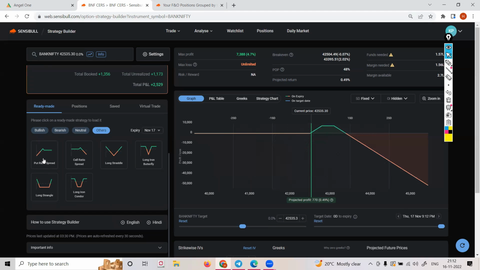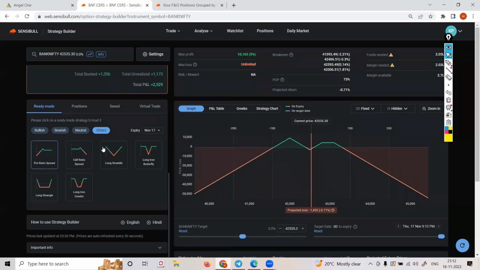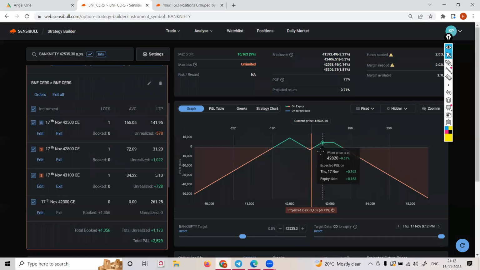So what if I deploy a put ratio spread? See, this is how it looks. Now, the moment you have deployed the put ratio spread, your payoff will completely change. Again, I'm just going to tell you, guys, 3 to 4 adjustments. Don't say, what if the market gaps up by 5%, gaps down by 4%. Those questions will be there in your mind. I'm just showing you some template.